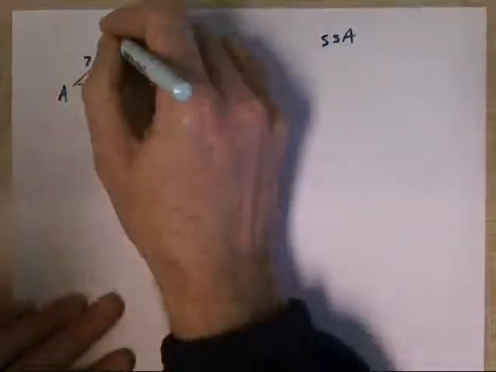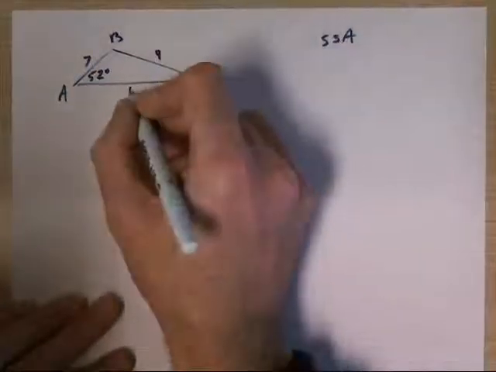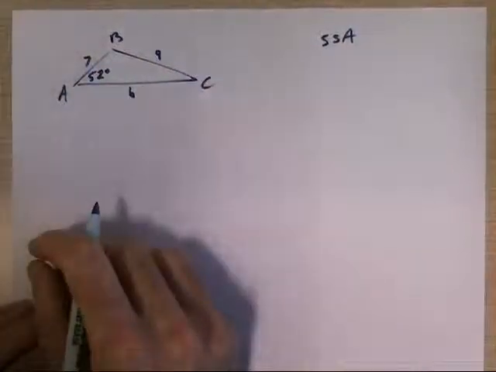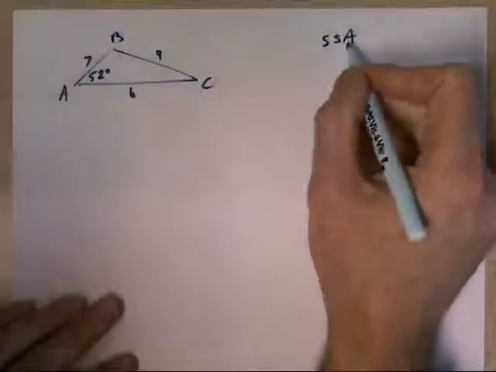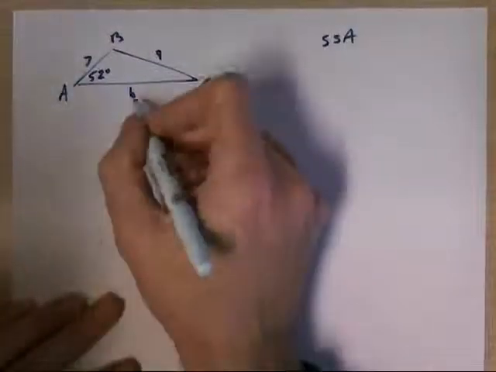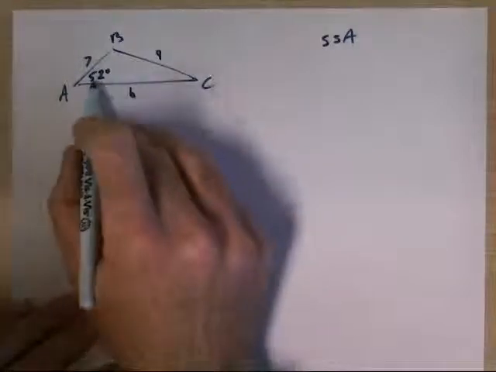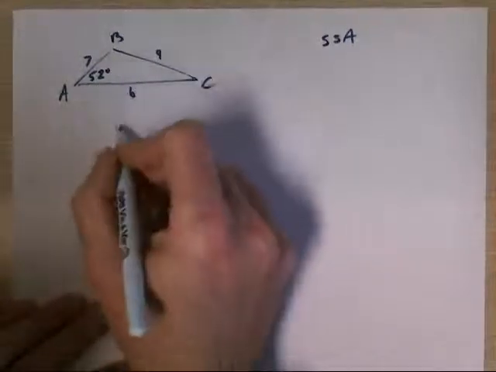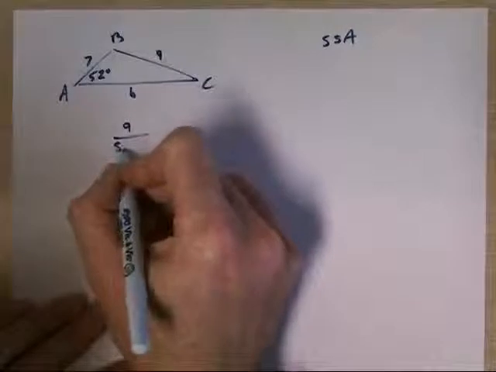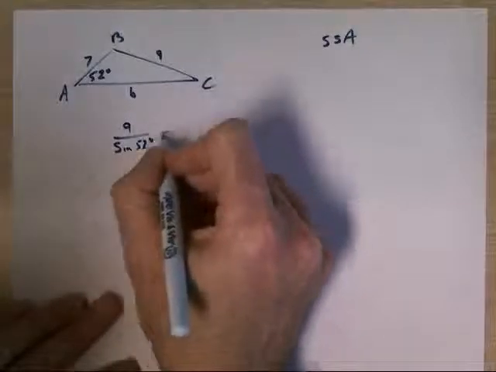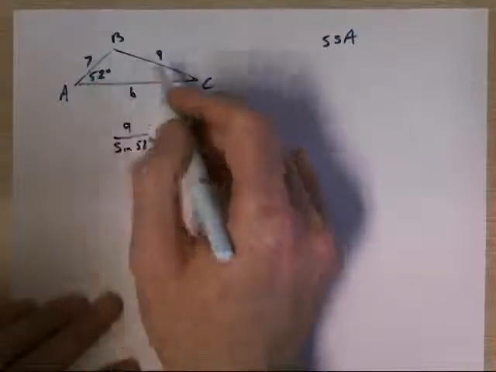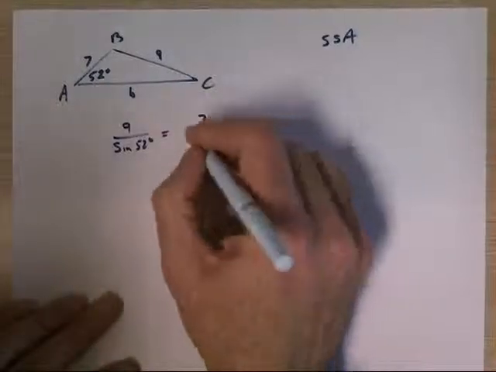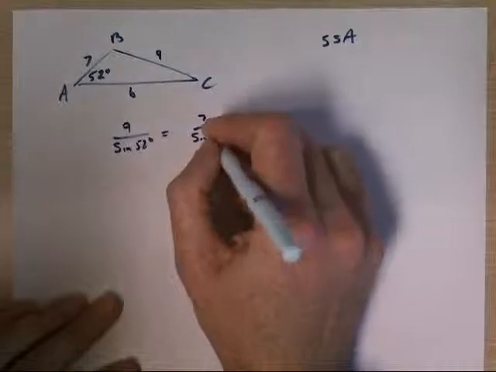Sometimes you get two possibilities in this case. This one, it turns out there's only one, and here's how I would calculate it. Label some things here, A, B, C. This side is B. So I know two sides and an angle that's not in between. What I do have is an angle and the opposite side. So that's good. I have 9, and I can divide by the sine of 52 degrees. That's going to be equal to, what else can I do here? I've got this side, so maybe I can find that angle: 7 over the sine of C.